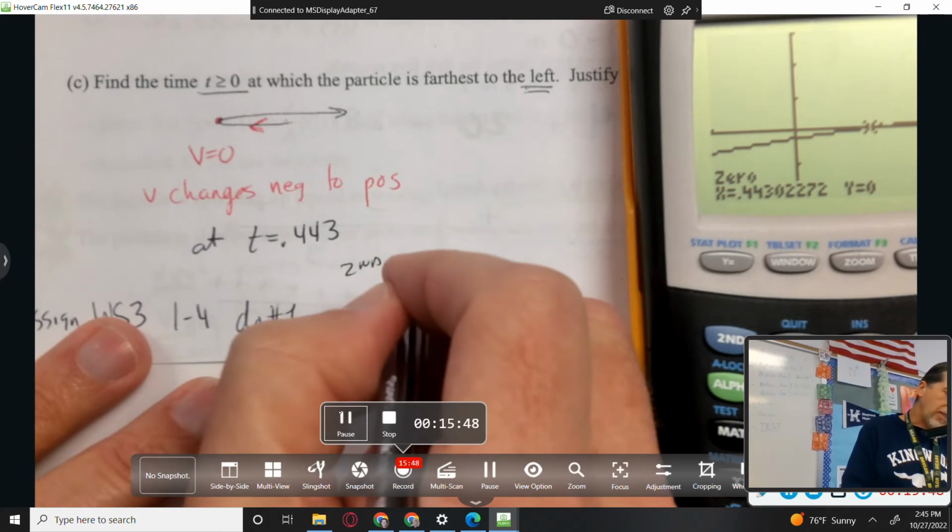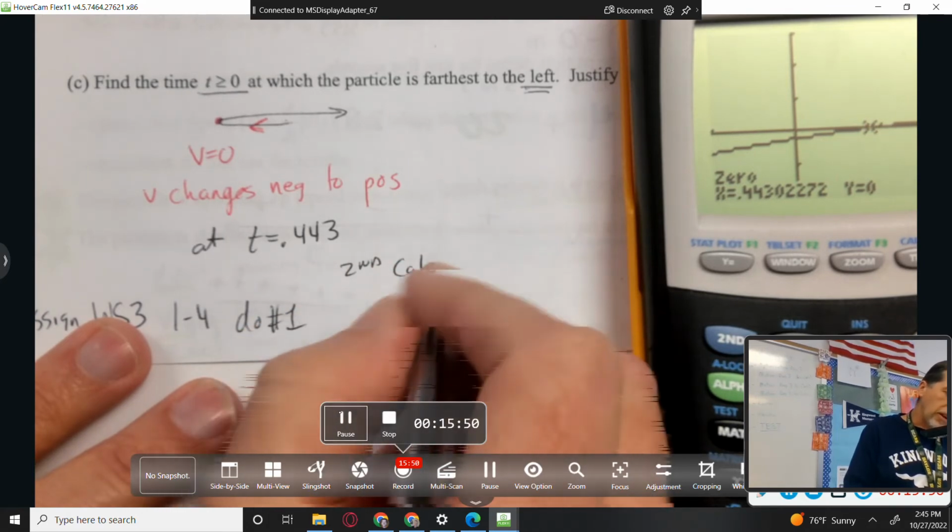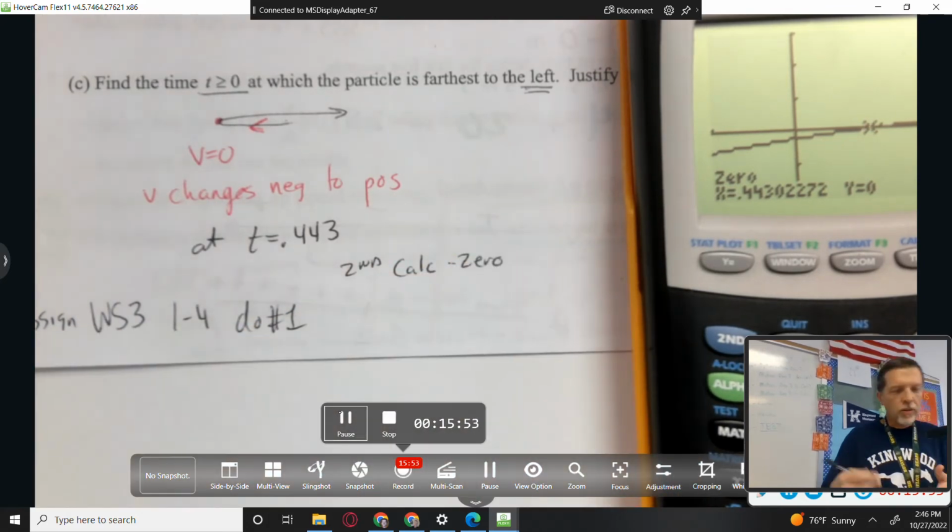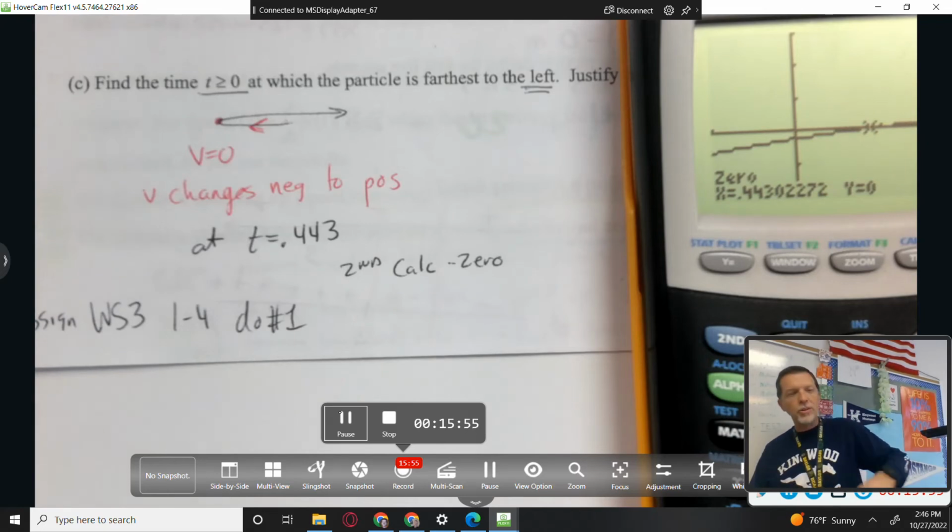And again, you don't have to say what you typed in your calculator, because if they give you a calculator, they know you're going to use it.